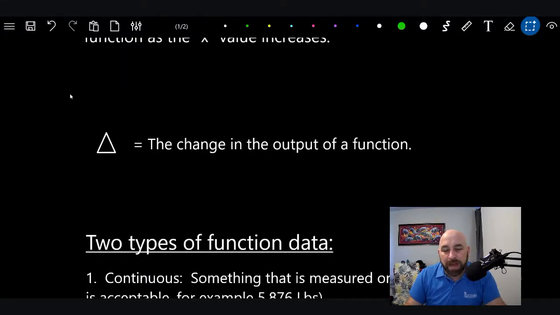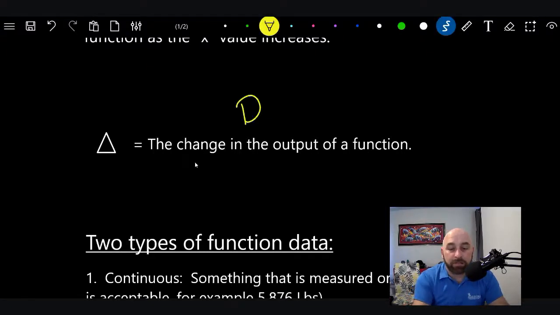Well, in math, we use a little triangle right there. You'll see it. Now, that little triangle is not literally a triangle. It's actually a delta. Okay, I'll write that down, delta. And delta is a Greek letter, okay?